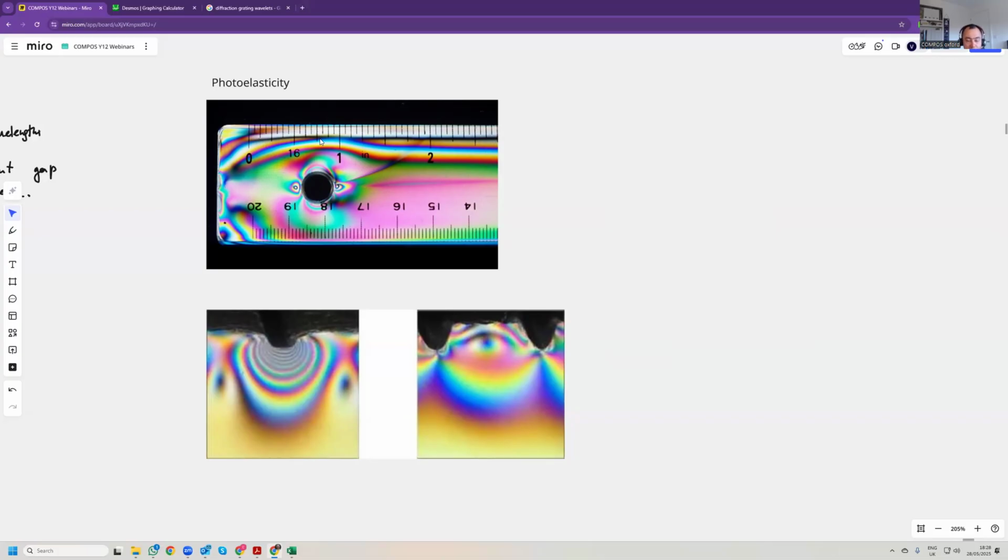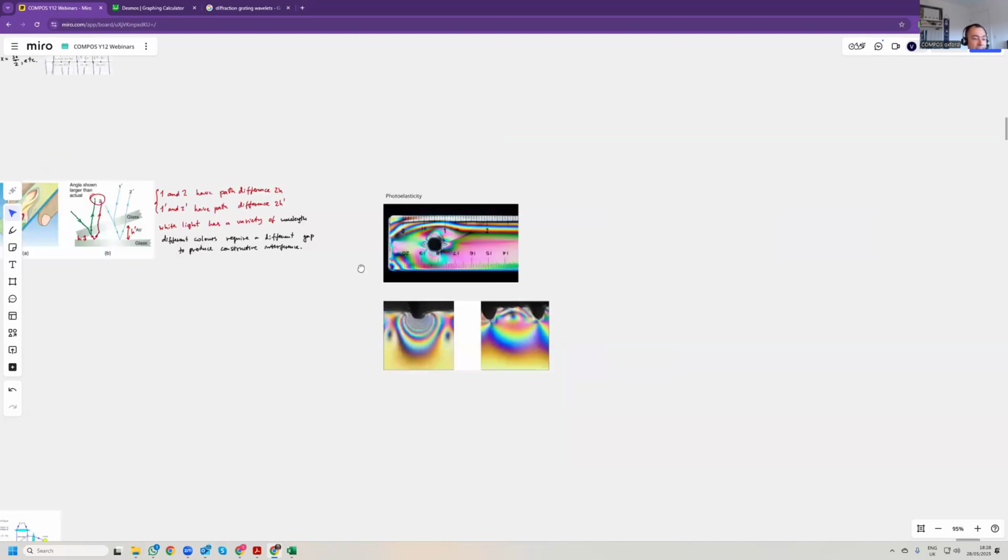This is one of the ways engineers, when they design, for example, a new bridge or a new building, make a model out of a transparent material and see what happens. They analyze it through some polarizing filters. Okay.